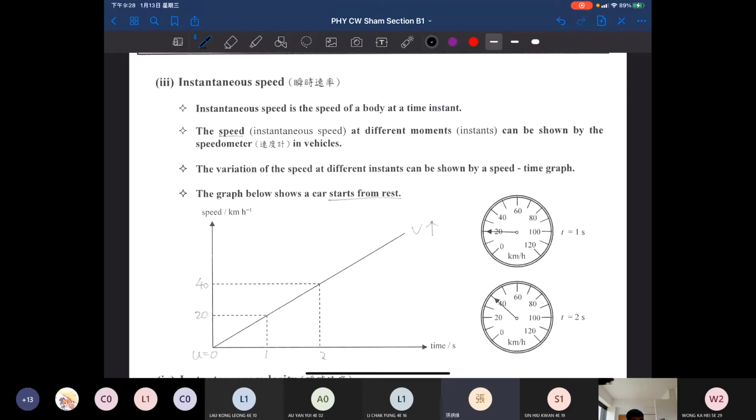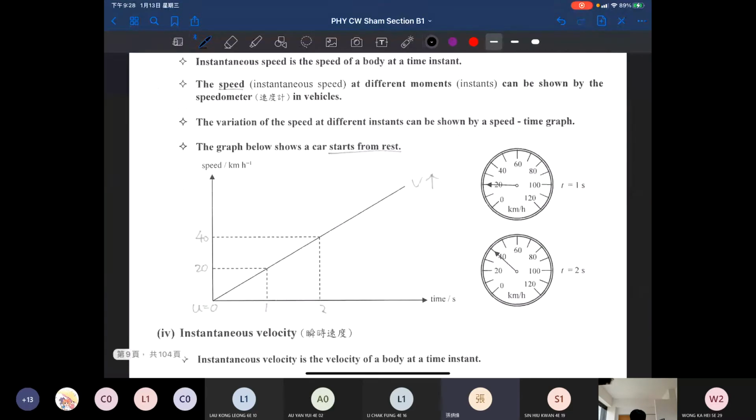So the variation of the speed at different instants can be shown in the speed-time graph. This can show a car moving from the west. It is accelerating. The speed is increasing. You can see from t equals 1, the speed is 20, and then from t equals 2, the speed is 40 kilometers per hour.